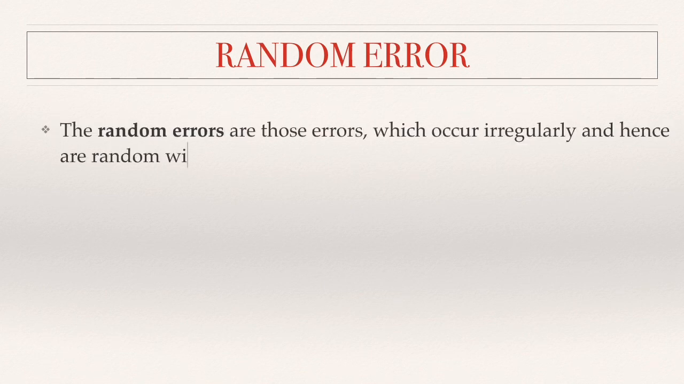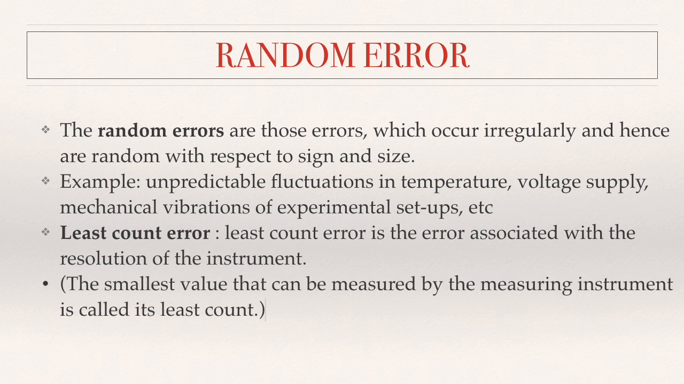Well, random errors are those errors which cannot be regulated and come irregularly. We can say in other words, we cannot predict them. For example, there is a fluctuation in temperature, suppose plus or minus 2.2 when we measure. Suppose there is a voltage fluctuation while measuring, mechanical vibration, etc. Least count error is also one of the random errors because we cannot avoid it.